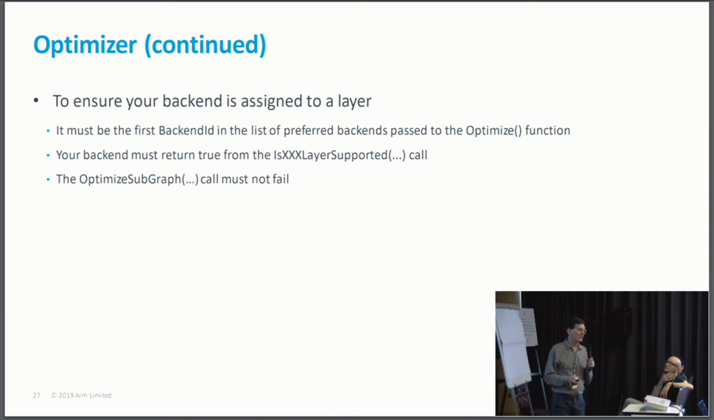And if you want to ensure your backend is actually assigned to a particular layer or a set of layers in the graph, then when you optimize a graph, you must ensure that your backend ID is the first in the list of the backend IDs that are requested, and that when we call the is layer supported function on your backend, you return true, and your optimize subgraph call should not fail. If any one of these is not true, then we won't use your backend for that particular layer.